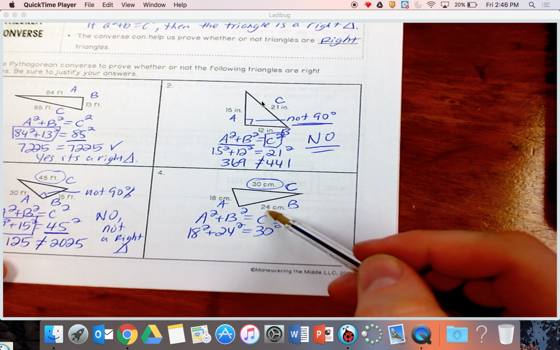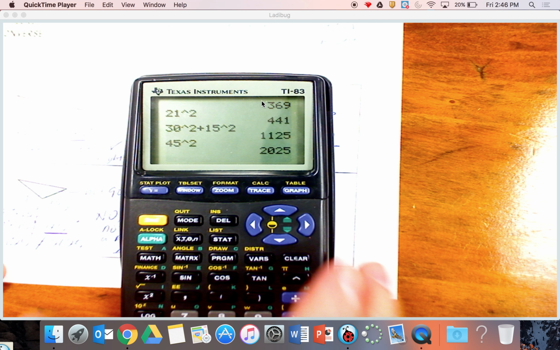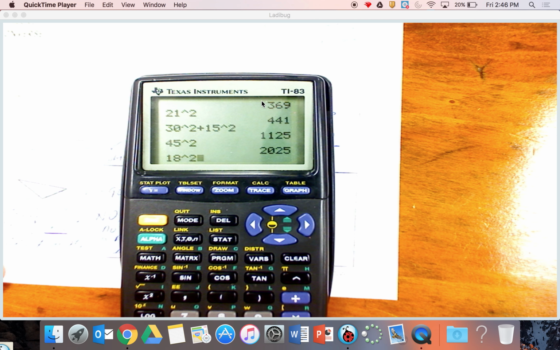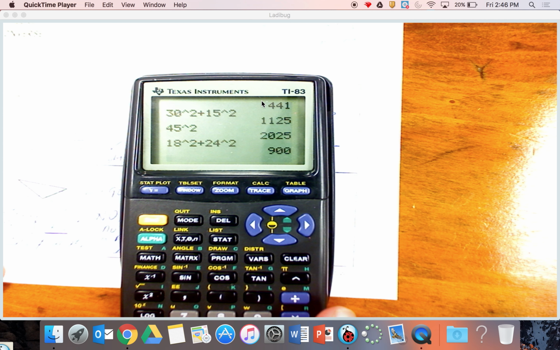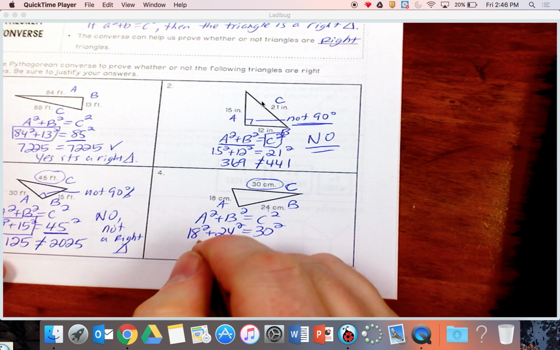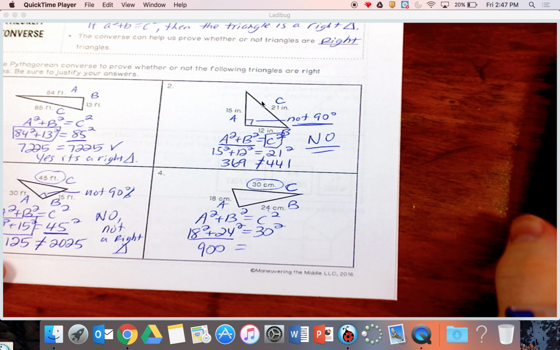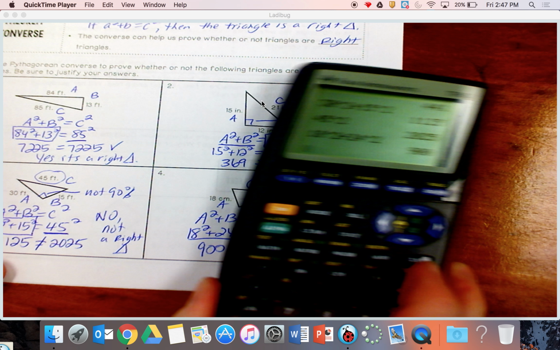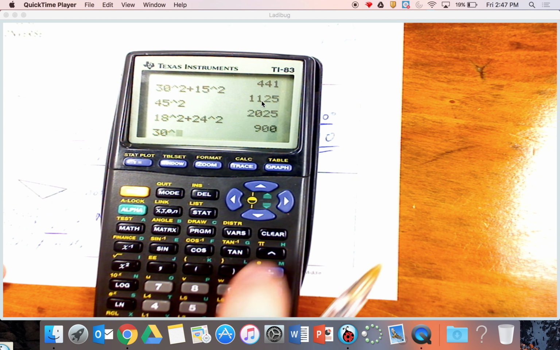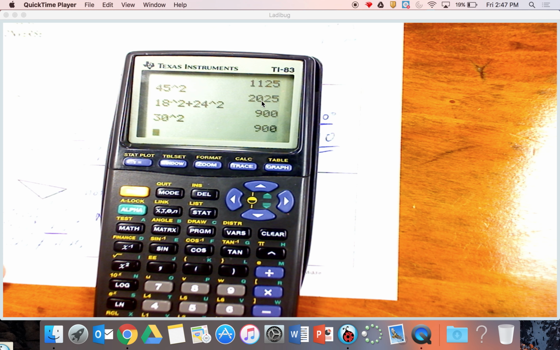So I got 18 squared and 24 squared. So 18 to the second power plus 24 to the second power. That equals 900. So this side right here is 900. Let's see what 30 to the second power is. Let's see if it's also 900. If it is, then we know it's a right triangle. So 30 to the second power is also 900.